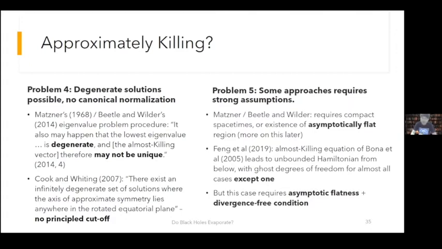Finally, some approaches require strong assumptions, such as compact spacetimes, or the existence of an asymptotically flat region. Feng et al. show that the Bona et al. proposal for an almost Killing equation leads to an unbounded Hamiltonian, runaway instability and gauge degrees of freedom, except in almost all cases except one. But that case requires, again, asymptotic flatness and a divergence-free condition.